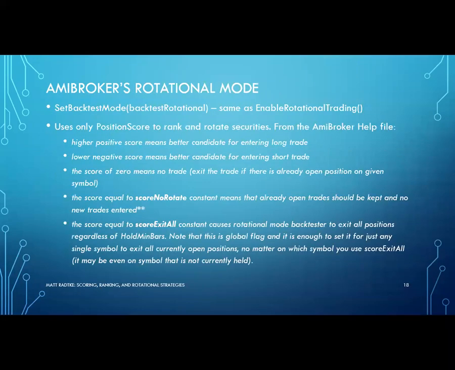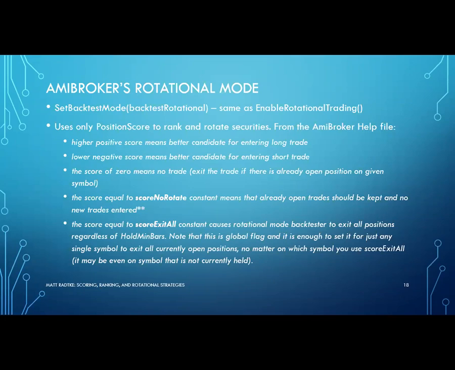All right, so AmiBroker's rotational mode. You can tell AmiBroker that you're going to run a rotational mode test by either using SetBacktestMode(backtestRotational), and if you just put a semicolon at the end of that, that's AmiBroker code. You can also call EnableRotationalTrading. They do exactly the same thing. The documentation says that EnableRotationalTrading is now obsolete and you should use SetBacktestMode(backtestRotational) instead. But it really doesn't matter which one you decide to use. Nothing that is marked as obsolete has ever actually stopped working in AmiBroker as far as I know.